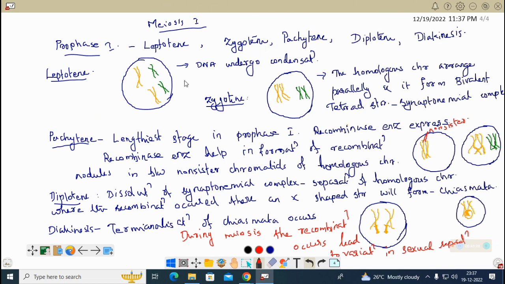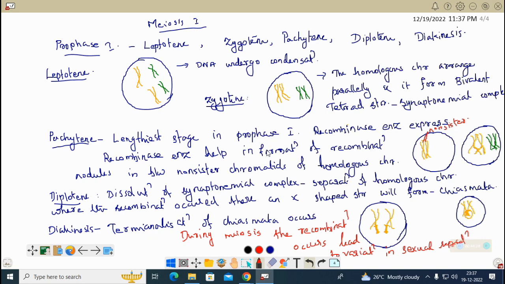In the leptotene stage, DNA undergoes condensation, and in the zygotene stage, we can see the homologous chromosomes arranged parallelly. You see chromosome number 1 and 1, 2 and 2, like that. They are arranged parallelly and form a bivalent tetrad structure. Bivalent means 2 homologous chromosomes. Tetrad means 4 sister chromatids are arranged, two sisters and 2 sisters together. That is the tetrad structure, and it is called the synaptonemal complex.